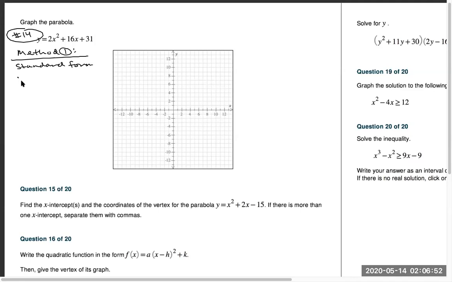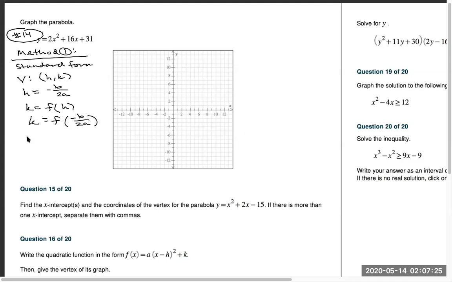So you want to start by finding your vertex, which is located at (h, k). You don't have (h, k) in your standard form equation though, so you need to know that h is equal to negative b over 2a, and k is equal to your function value at h. So what you're going to do is plug negative b over 2a into your formula here and find what the y value should be.